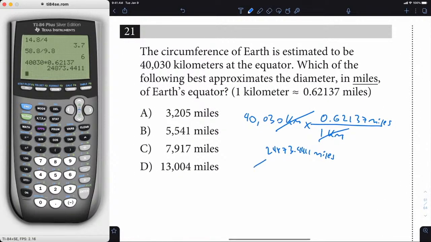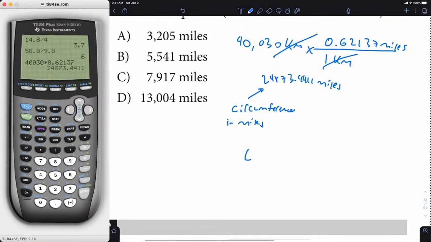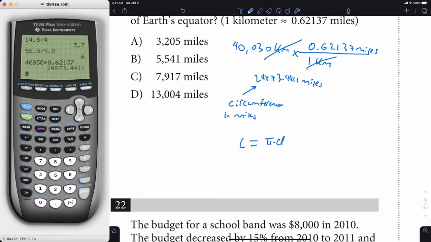The circumference. So this is the circumference in miles. Which of the following best approximates the diameter? Okay, you have to know the equation. C is equal to pi times diameter. So we know that this is the circumference, so let's plug that in for C.